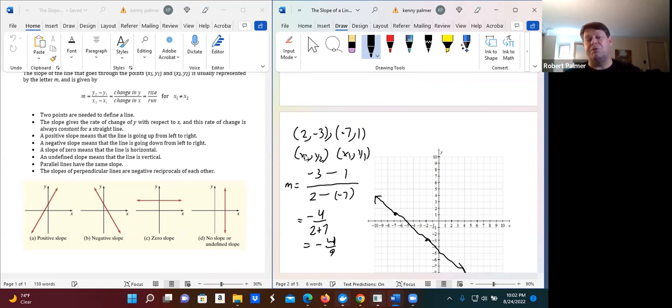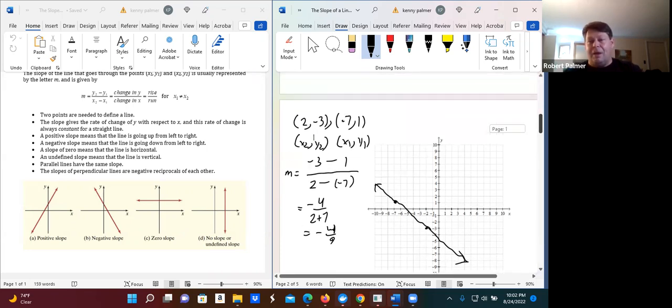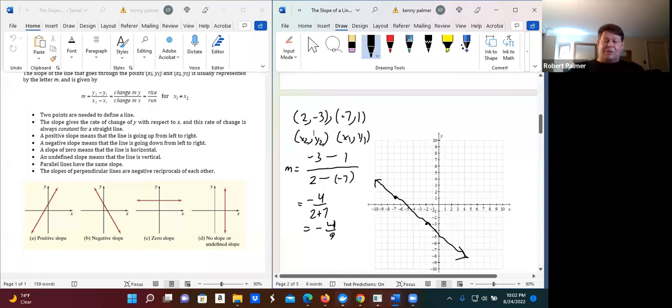Now, the one thing you have to do is once you choose whichever point you want to call (x1, y1) or (x2, y2), be consistent. So whatever y you start with at the top, start with its x down here. In this case, we started with this -3 here, so we have to start with its corresponding x here. If we don't, we'll get the wrong sign. Okay, so that's how we find the slope. So that was a negative slope.